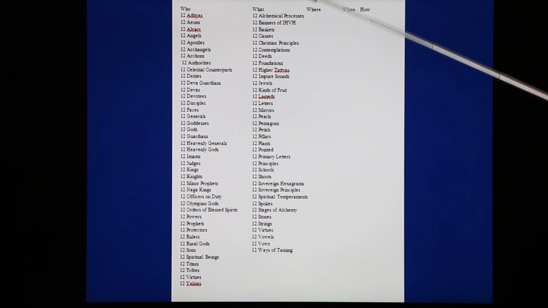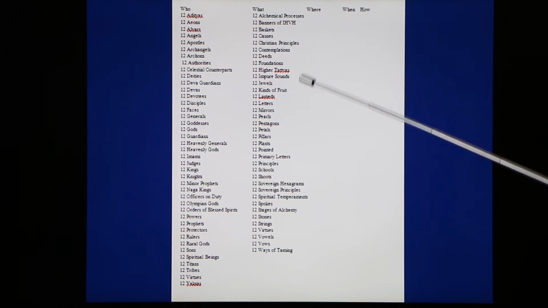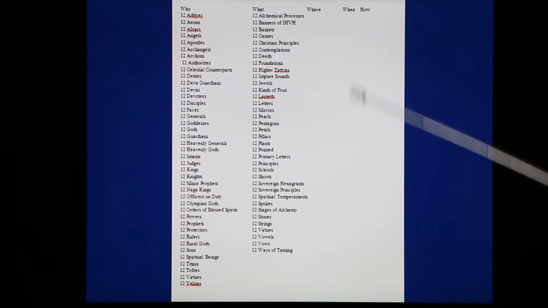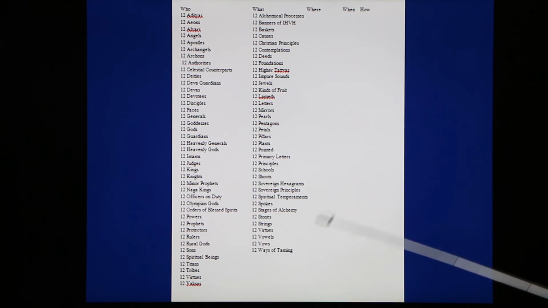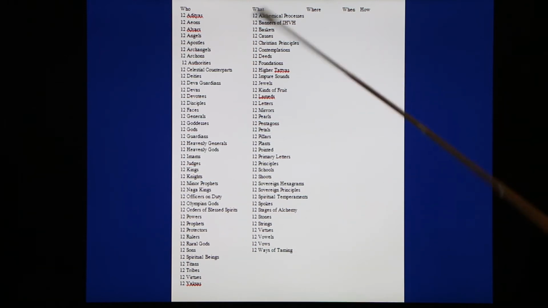yakshas. And then 12 alchemical processes, banners of Yahweh, baskets, causes, Christian principles, contemplations, deeds, foundations, tattvas, impure sounds, jewels, kinds of fruit, lameds, letters, mirrors, pearls, pentagons, and so on and so forth. And so really, I feel like the Creator himself as I'm reading this out, because if you can order all of this, then you really have got these extraordinary things.